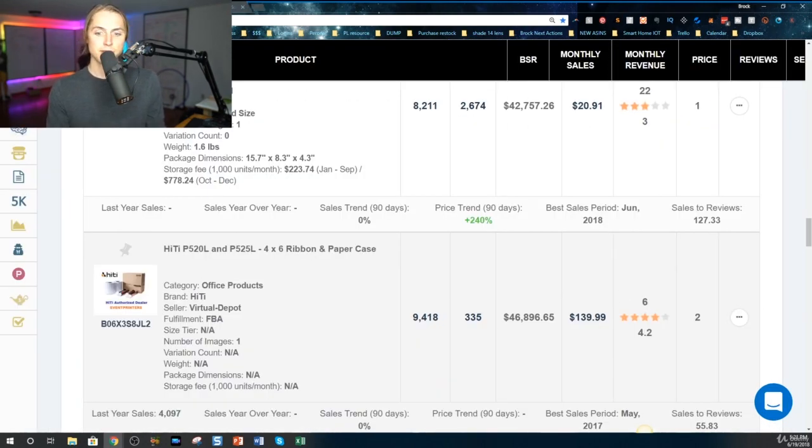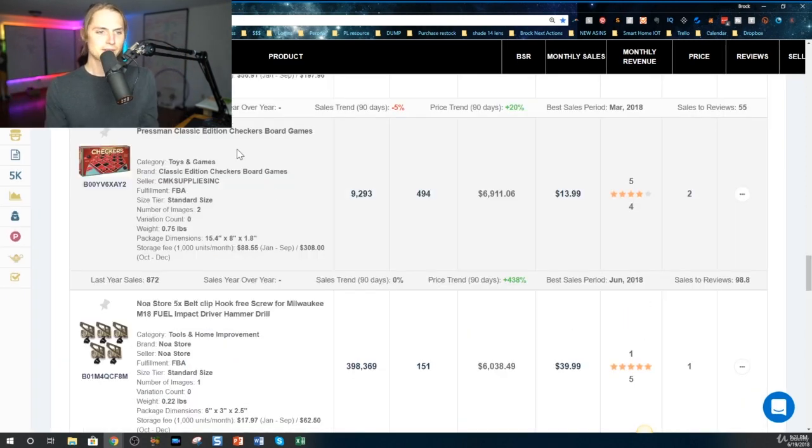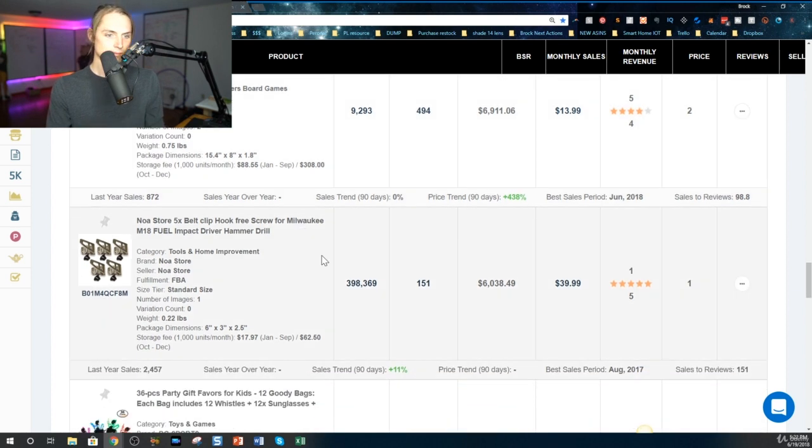Okay, this one looks interesting. 47,000 in revenue and only 6 reviews. Granted, it is more expensive, but that looks like something to go. Oh, it says authorized dealer. Never mind. This checkerboard game looks interesting to me. I'm not sure why it has that many sales and only 5 reviews.